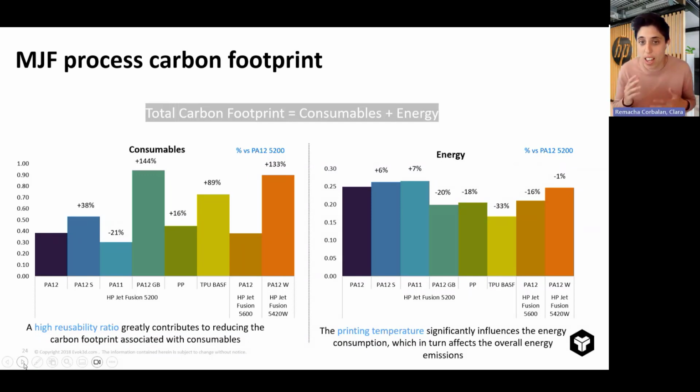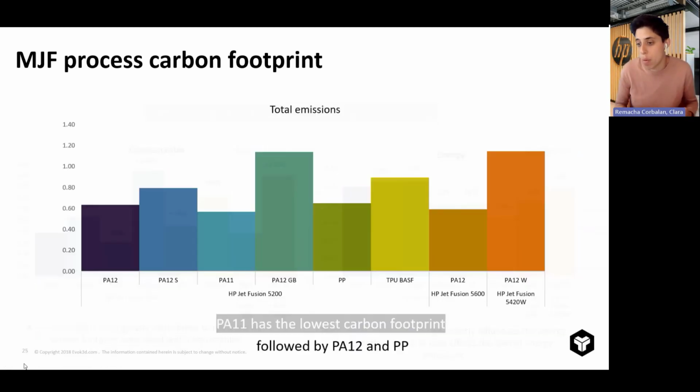And again, on the energy, the carbon footprint of that part will depend on where in the world you are manufacturing. If you are manufacturing in France, for example, where the grid comes from renewable energy, that portion will have a lower impact on the final calculation of your carbon footprint. So that's something that you need to take into account as well. And then when you put all these three things together, if we move to the next slide, you have a comparison of the different materials and the carbon footprint of the final part.